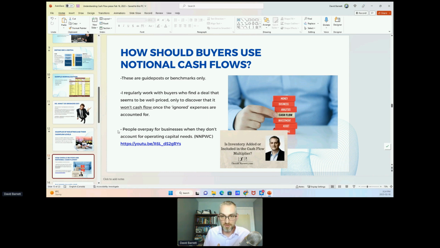So if you buy a business for $1 million, but then you have to put another $200,000 in for operating capital needs in order to make it function, guess what? You just invested 1.2 million. So if 1 million represented the fair price, you just overpaid for the business, right?